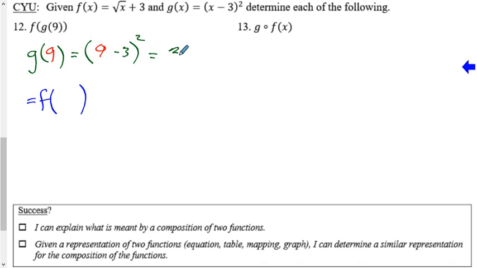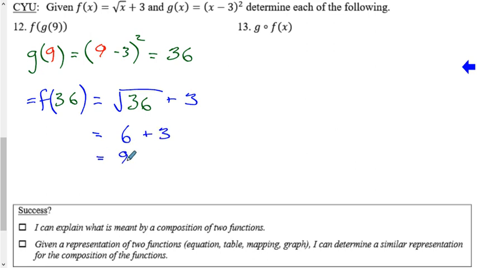That output becomes input into my f of x function. My f of x function takes the square root of that x and adds 3 to it. So I'm doing the square root of 36 and then adding 3. Square root of 36 is 6, and when I add 3, that gives me 9. So interesting that my input is the same as my output. In other words, whatever the g of x function did, the f of x function undid.